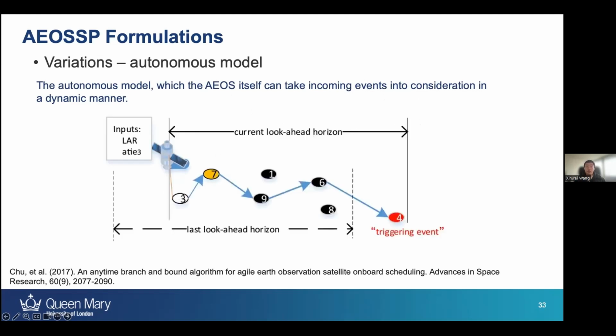So as we can see from this figure, in the last horizon, the satellite completed the observation for target 3 and have scheduled tasks for targets 7, 9, and 6. Then once the satellite receives the latest information for new target 4 as a trigger, the satellite moves to the current horizon. The satellite will first execute the previously scheduled task for target 7 and then reschedule tasks considering the new target 4. The satellite will then execute the rescheduled tasks and move to the new horizon when there is new information coming.